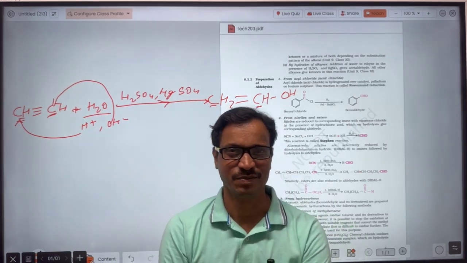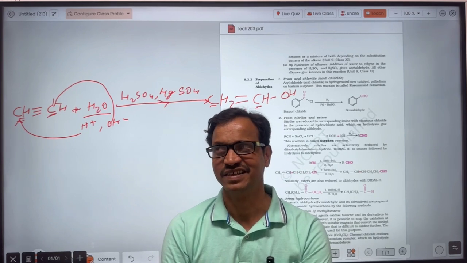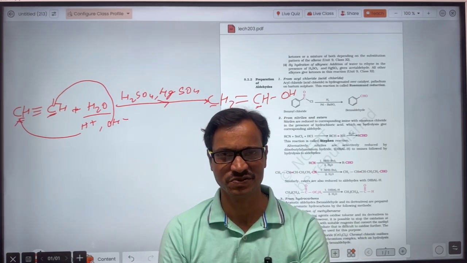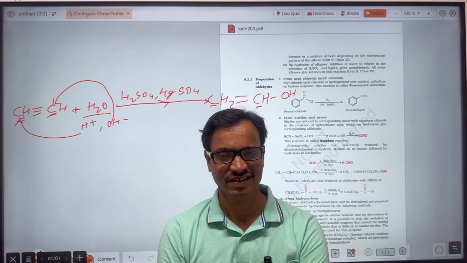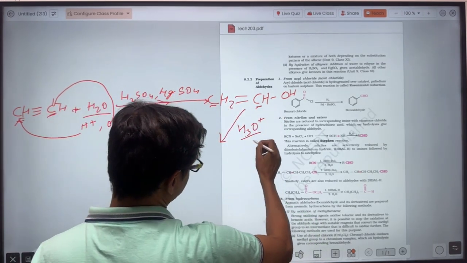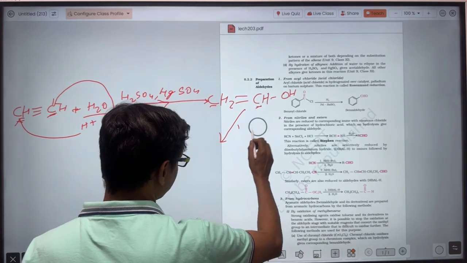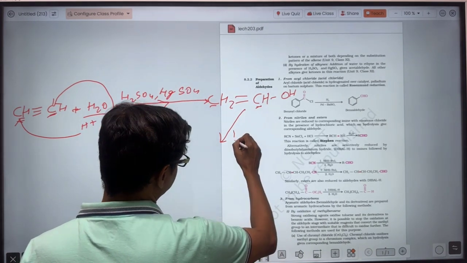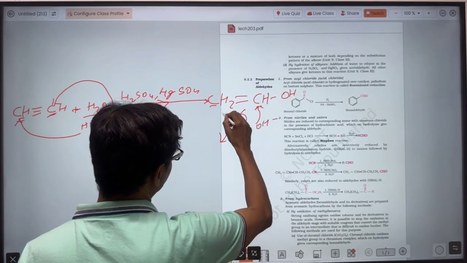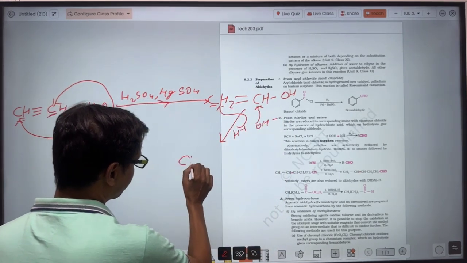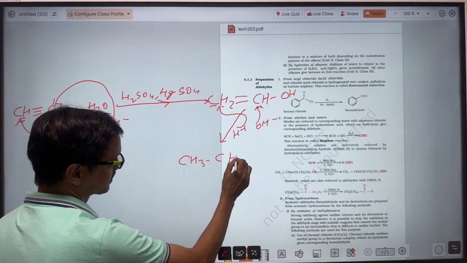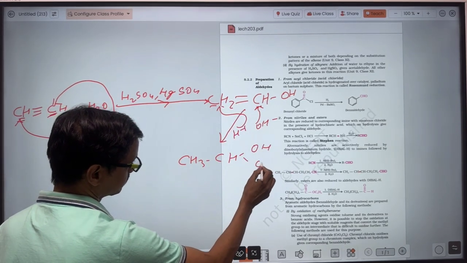And you know Markovnikov's addition rule, that the negative part of the reagent bonds to that unsaturated carbon atom which contains less number of hydrogen atoms. So that's why the OH of this acidic water will bond to this carbon and the hydrogen will bond to this carbon. So the compound becomes CH3, the double bond is converted to a single bond, and that becomes CH and OH.